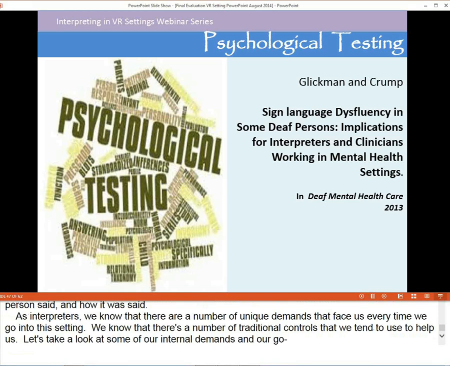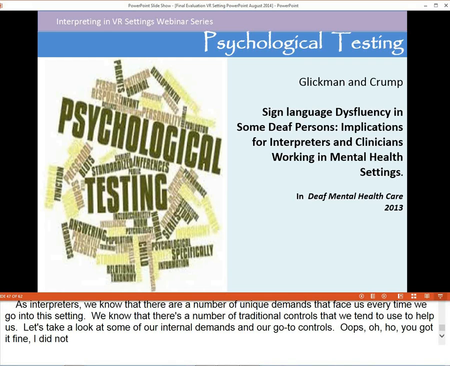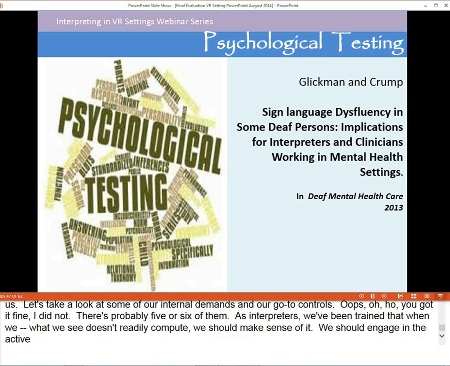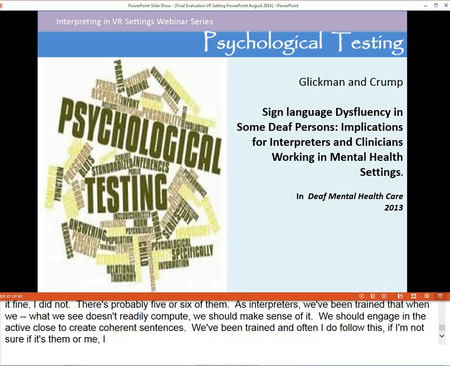Okay, let's see, there's probably 5 or 6 of them. As interpreters, we've been trained that when what we see doesn't readily compute, we should make sense of it. We should engage in the act of closure to create coherent sentences. We've been trained, and often I do follow this: if I'm not sure if it's them or me, I better err on the side of me, not them. So I will take responsibility for not understanding.